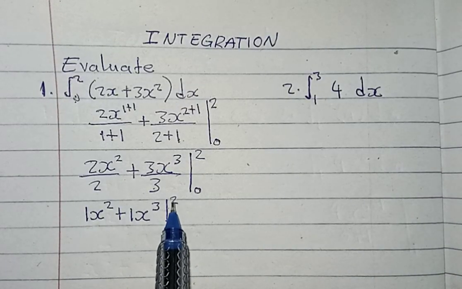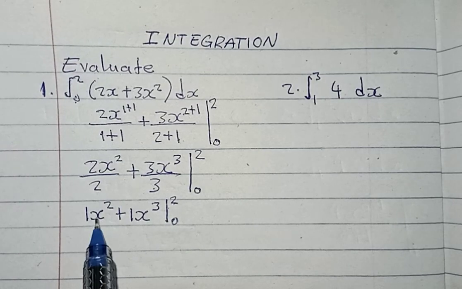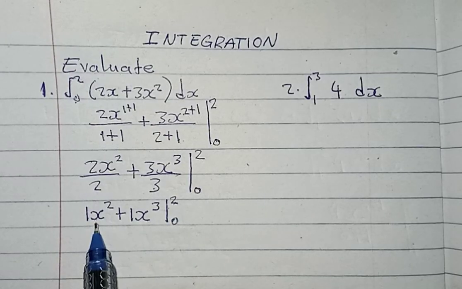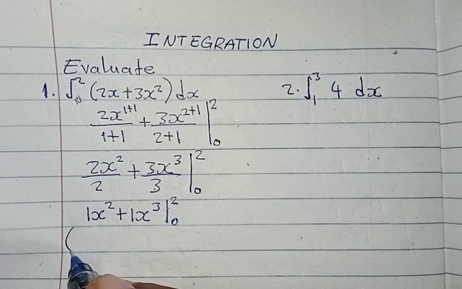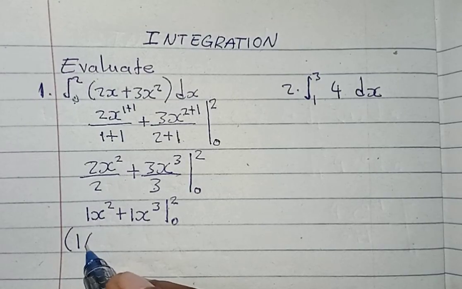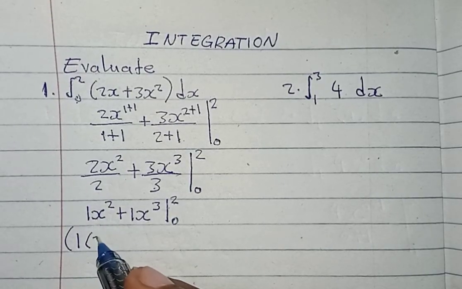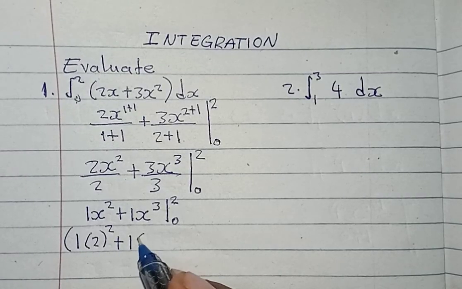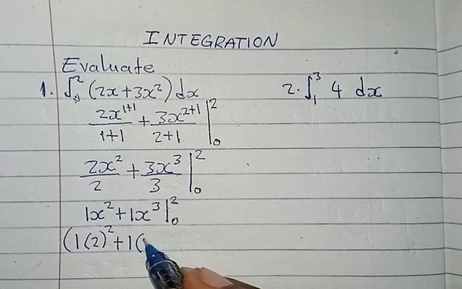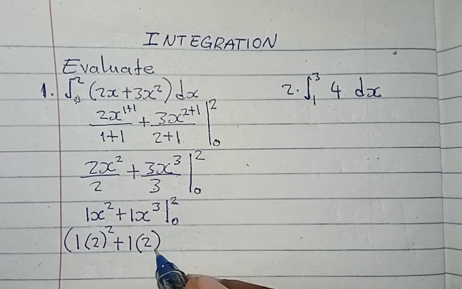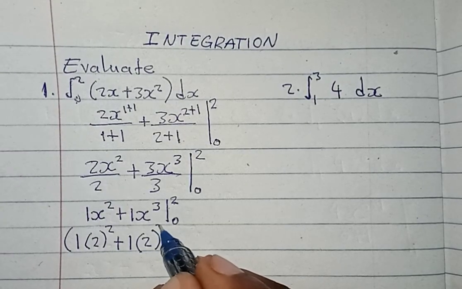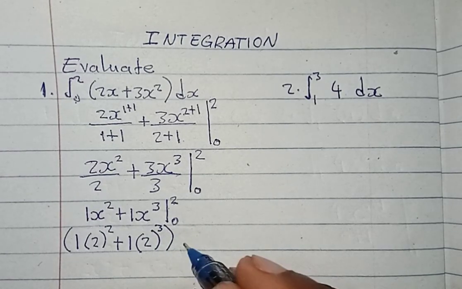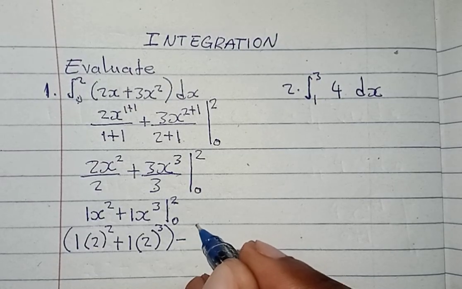At this level, we begin with the upper limit 2. We substitute it on x. So replacing this 2 on x, we open parenthesis, then 1, open this 2, we put the 2 on x, then power, plus 1, open parenthesis, 2 here. So we have 2, to the power 3. We close like that.